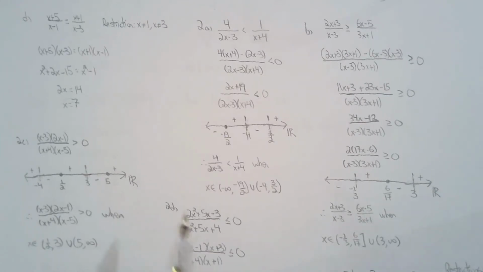I would argue 2C is actually the easiest. It was already set equal to 0. It's all factored for you. Yeah, it was as easy as it gets. 2D is pretty straightforward too. 2A and 2B is actually the most work.